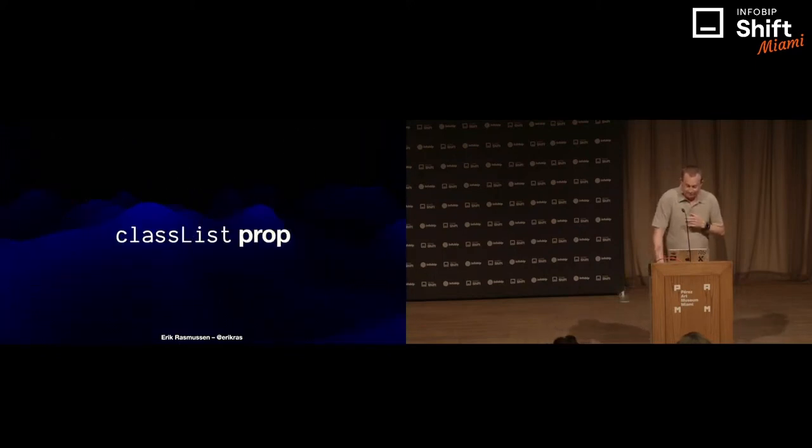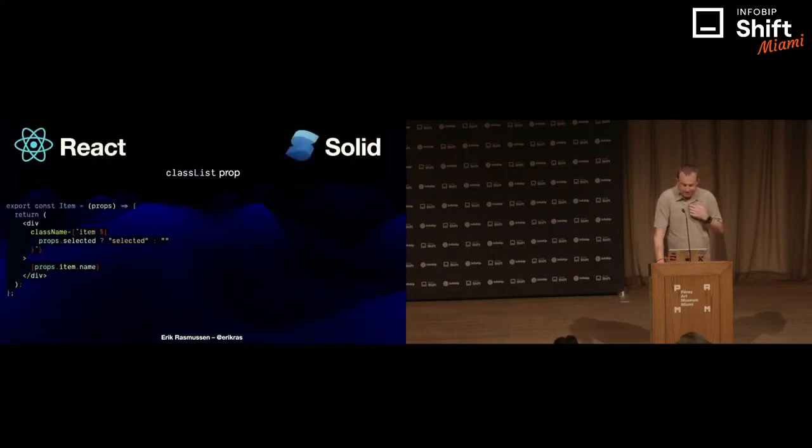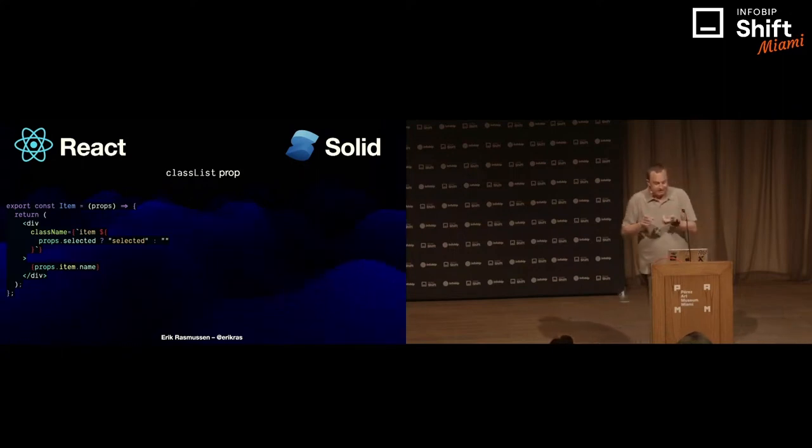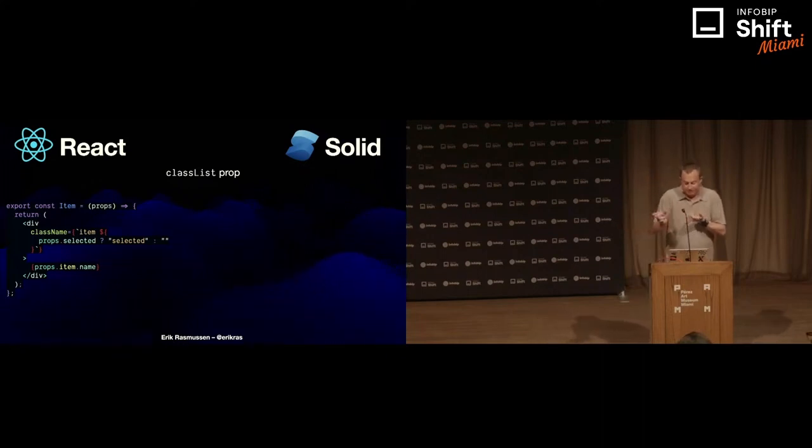So there's this special prop called classList. In React, this is a very common pattern, especially if you use Tailwind or something, where you have a className. See, I'm saying className. You have a class that you want on the div always, and then depending on your state, you may or may not want another one.